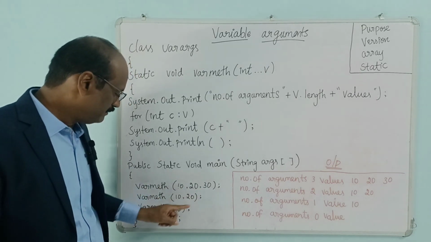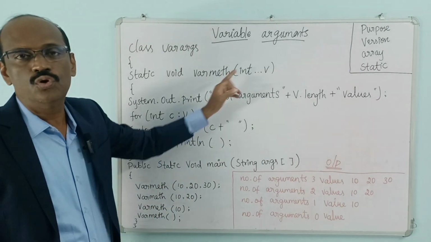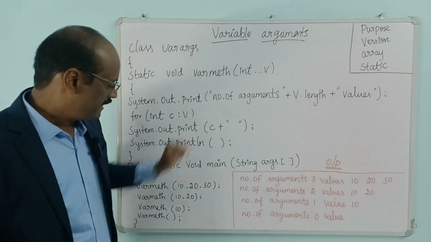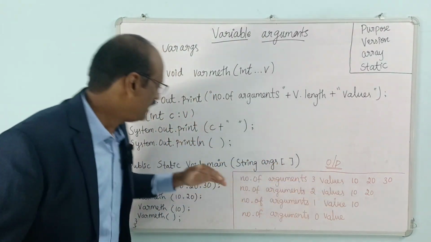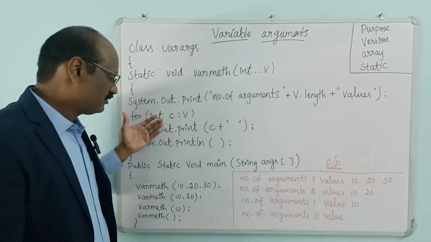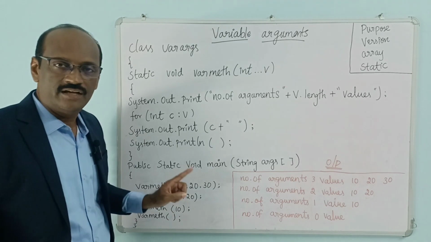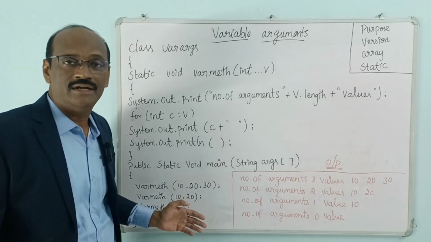So when I call the method for the second time, the implicit array will receive two arguments. So the number of arguments is two, with values 10 and 20. To print the values, I have to use the enhanced for loop. During the third call, I am using a single parameter. During the fourth call, I am not using any parameter.